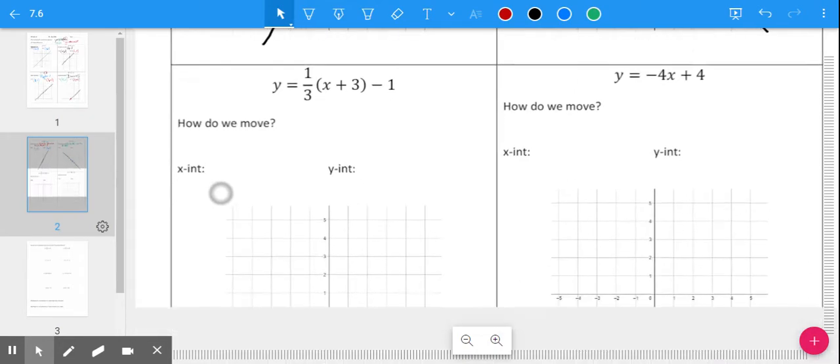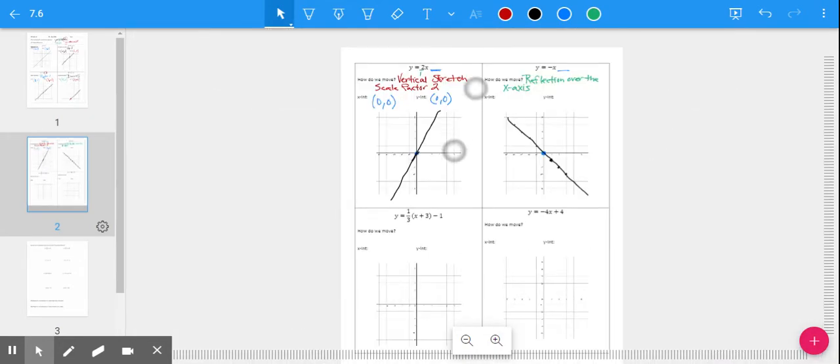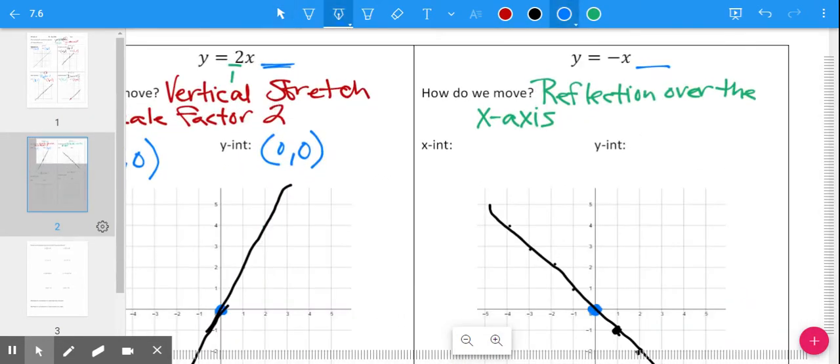So the next one we have is, wait, did we? Nope, we didn't do our intercepts. So our intercepts on this one are, it's going through the origin. So your x and your y-intercept are both (0, 0).